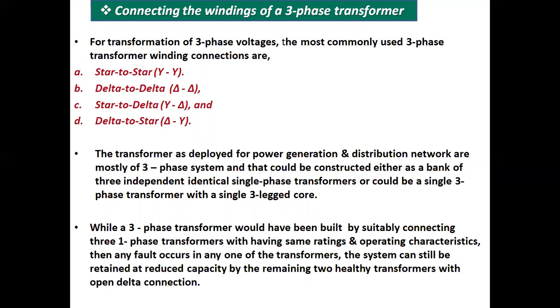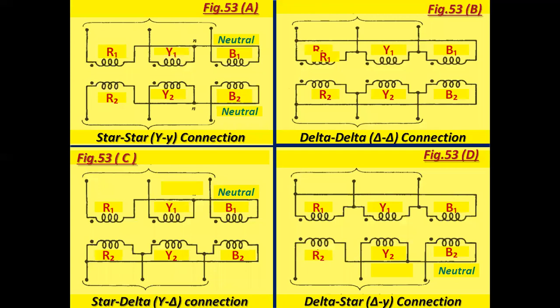While a three-phase transformer could be built by suitably connecting three single-phase transformers having the same ratings and operating characteristics, if any fault occurs in any one of the transformers, the system can still be retained at reduced capacity by the remaining two healthy transformers with open delta connection. See the connection diagrams: star-star, delta-delta, star-delta, delta-star.